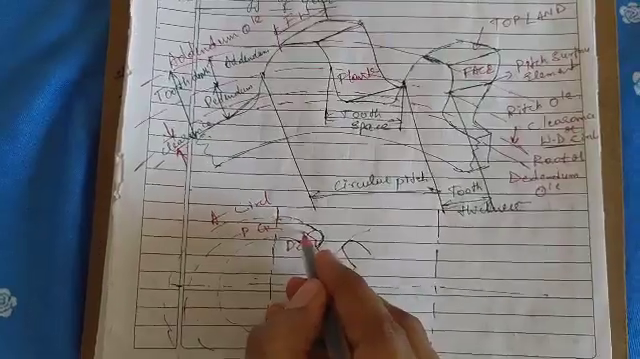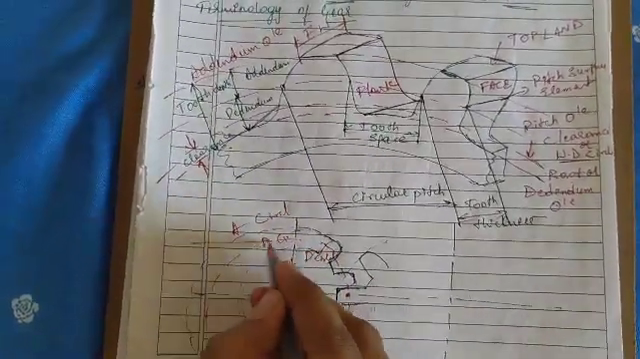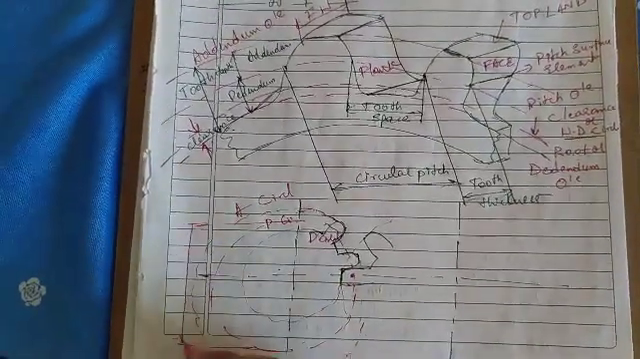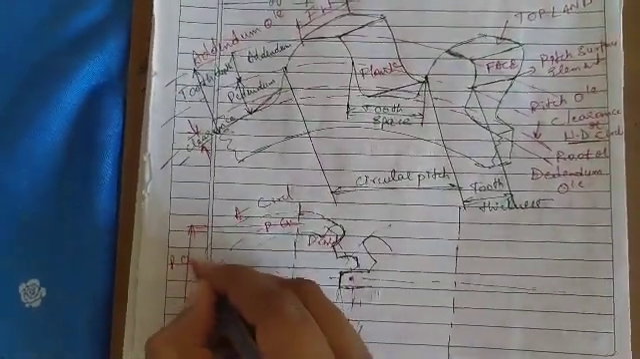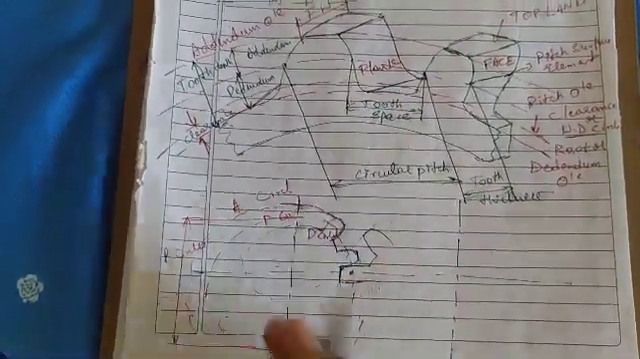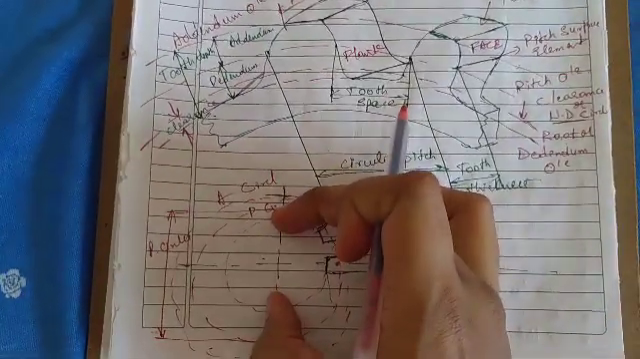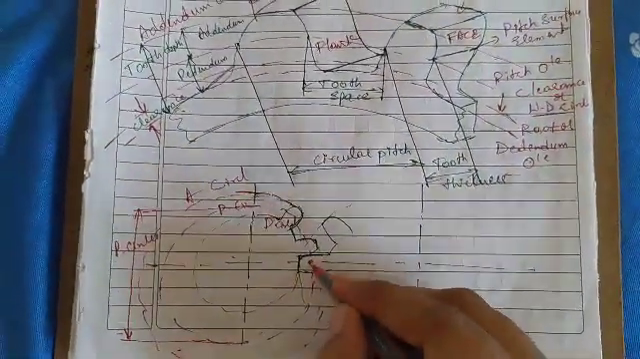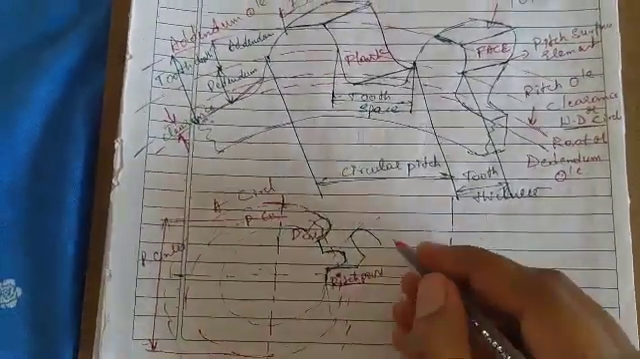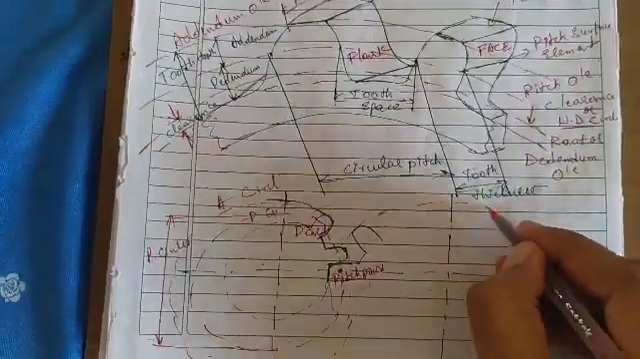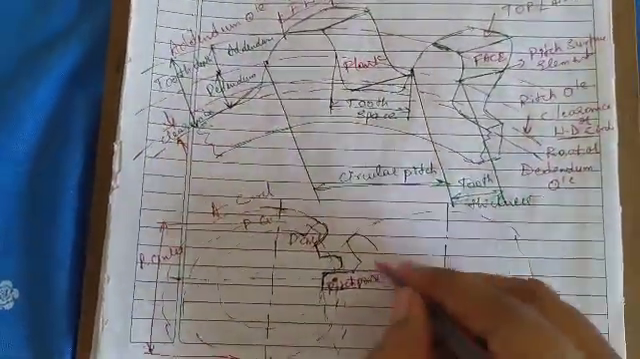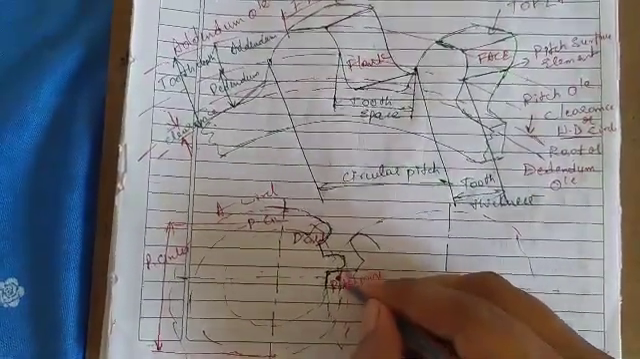This distance from here to here is the pitch circle. From above this point to this point, the outer circle we call the addendum circle, and the inner circle we call the dedendum circle. Here also, this mating point we call the pitch point. The circles are drawn here, and a line passes through the pitch point.